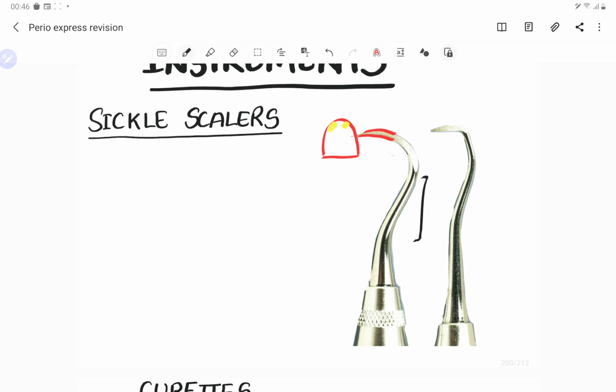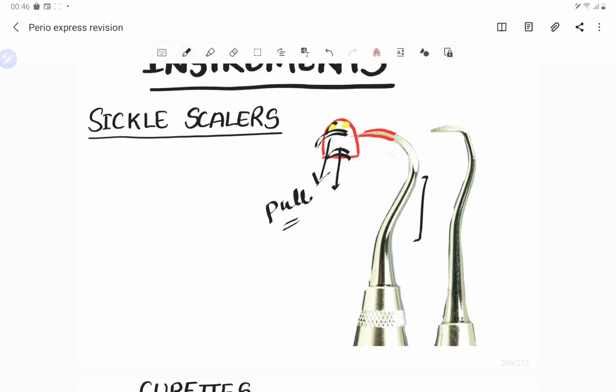So this is a sickle scaler. We engage it over here, guys, and then we try to remove the calculus by using a pull stroke. So we engage it and then we pull it down. We pull the scaler down. Now with that scaler, it comes off, the supragingival calculus.